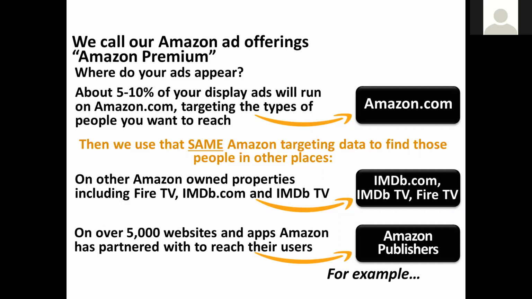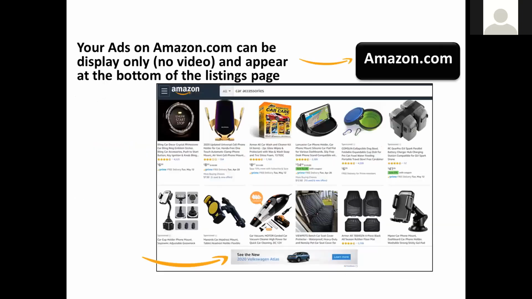And what's important about the Amazon publishers is that they are ComScore 100 publishers. These are very high-end publishers, and you want to be on those particular websites. They are very, very strong. So, as an example, your ad on Amazon.com can appear as a display only, no video, and it's going to appear at the bottom of the listings page, right down here at the bottom.